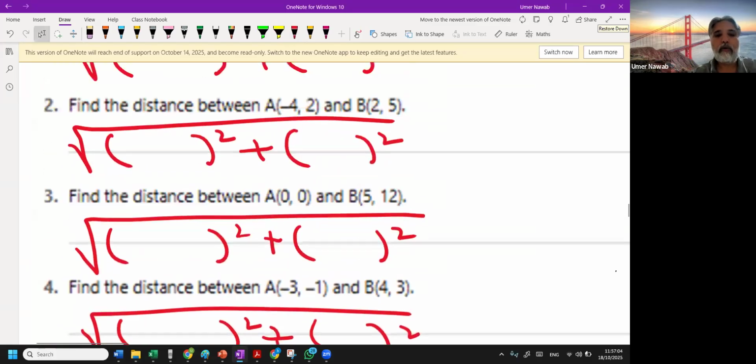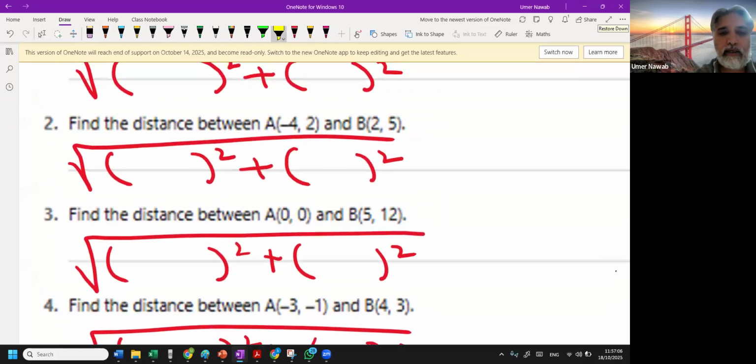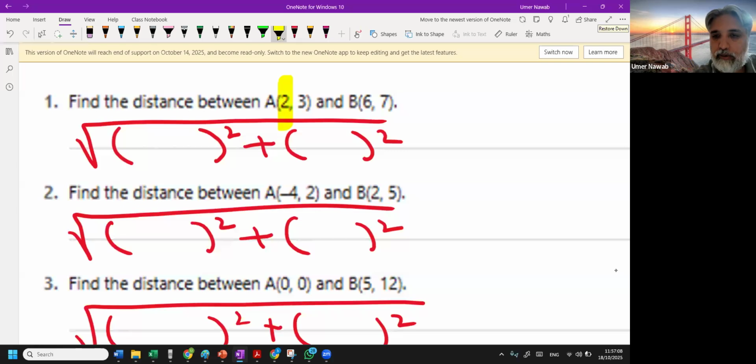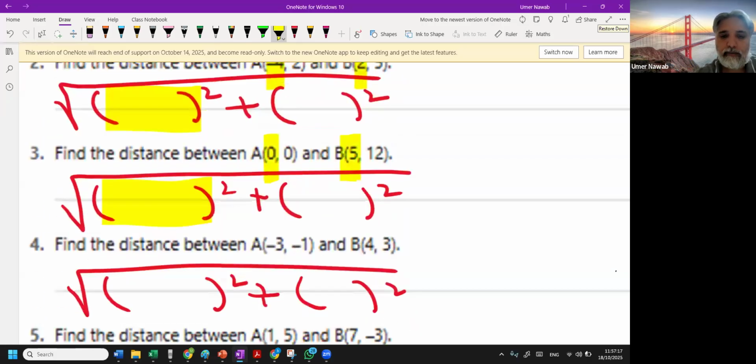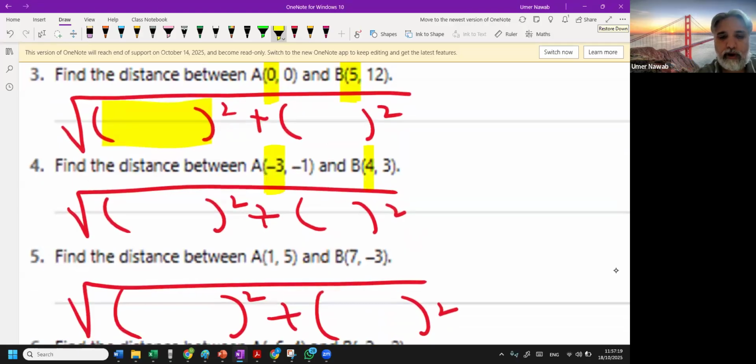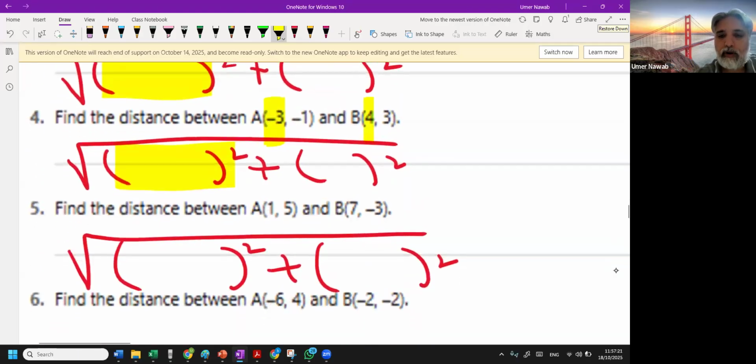Done. Now, next thing is, what is the x coordinate? 2 and 6, I'm going to write it here. Negative 4 and 2, I'm going to write it here. 0 and 5, I'm going to write it here. Negative 3 and 4, I'm going to write it here. And 1 and 7, I'm going to write it here.